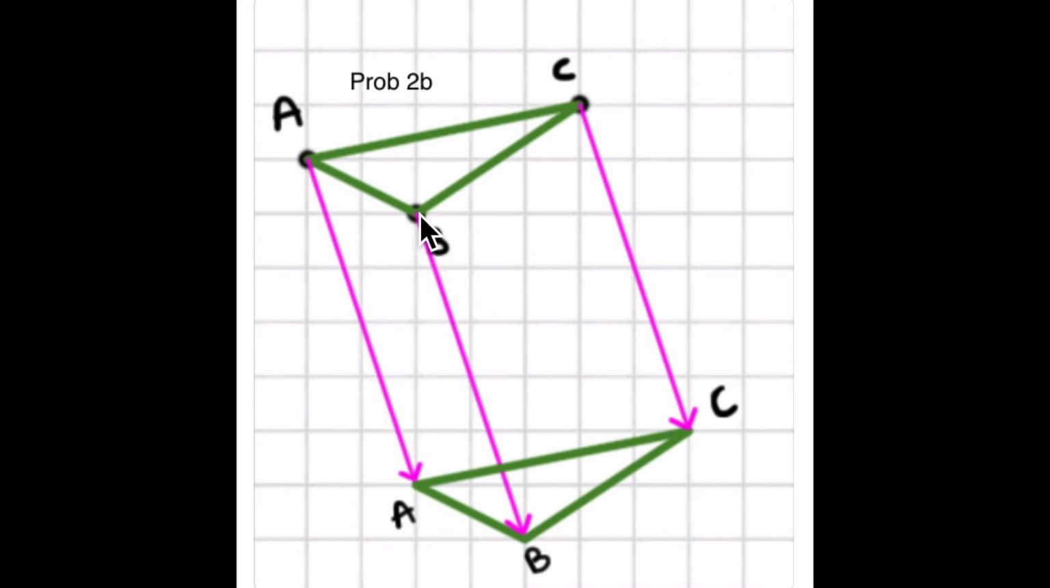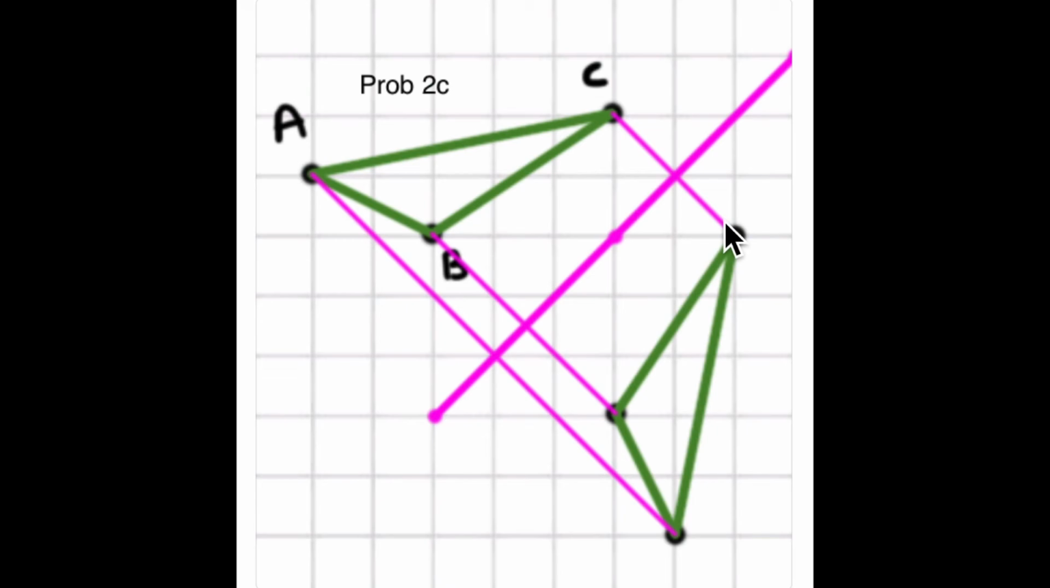If I do the same thing for B, it has to be the same if it's a translation. So move over 2 along the horizontal axis and down 6, and for C it's the same. Over 2 along the horizontal axis and down 6 along the vertical axis, and you end up at C prime, the same thing. So this is a translated image of this figure in 2b.